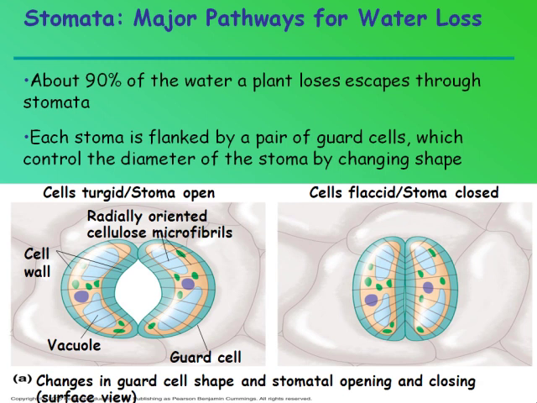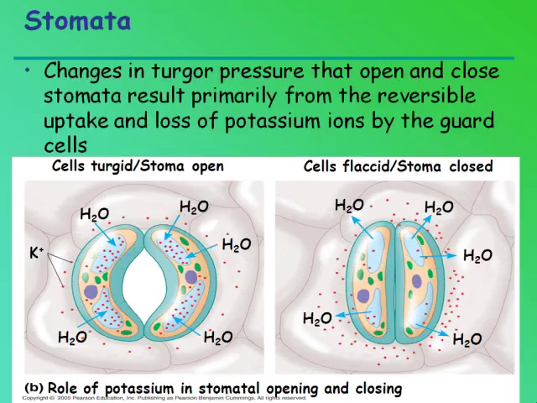Each stoma has guard cells, which control the diameter of the stomata by changing shape. Here the cell is flaccid, so it's closed. Here it's turgid, taking up water. You can see the vacuoles are bigger here than here, and they are open. And this is regulated by the cellulose microfibrils.